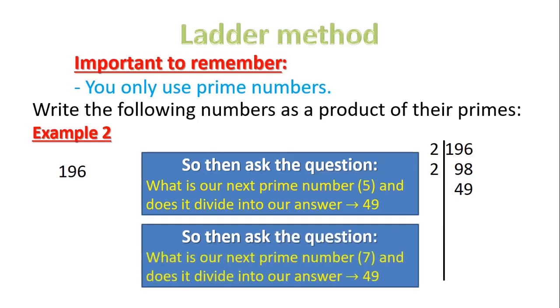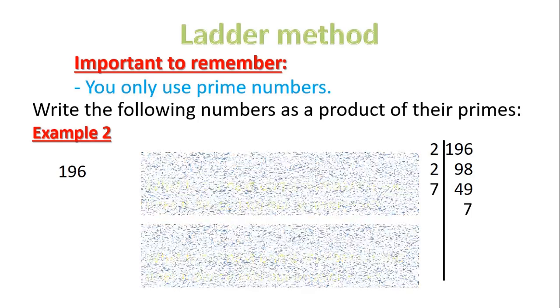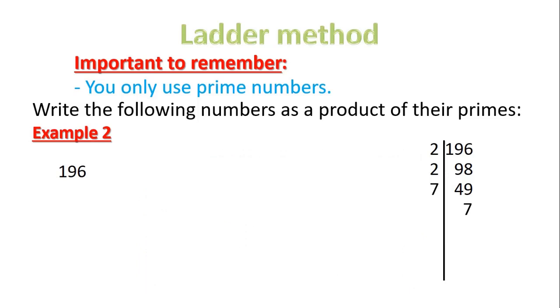Then we ask again. Our next prime number after 5 is 7, and we divide 7 into 49. Does it divide into 49 without a remainder? Yes, it does. So we write a 7 to the left hand side of the 49, and then we do our division. 7 into 49 goes 7 times. Let's carry on.